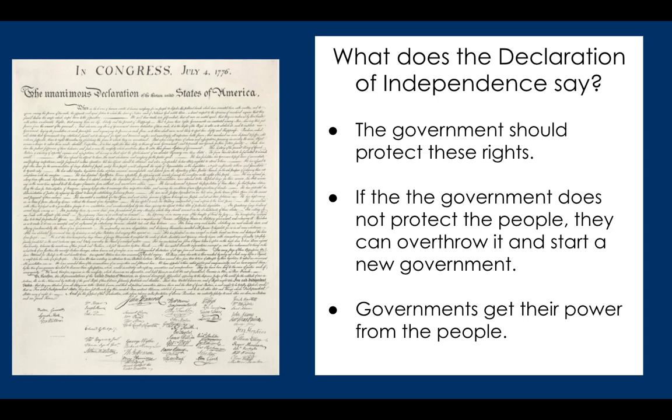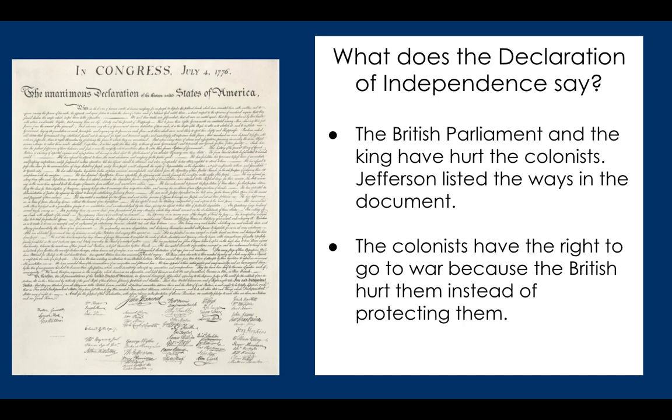The Declaration says that the government should protect these rights, and that if the government does not protect the people, they can overthrow it and start a new government. The Declaration also says that governments get their power from the people. In the Declaration, Thomas Jefferson writes that the British Parliament and the King have hurt the colonists. Jefferson lists the ways in the document. The colonists have the right to go to war because the British hurt them instead of protecting them.